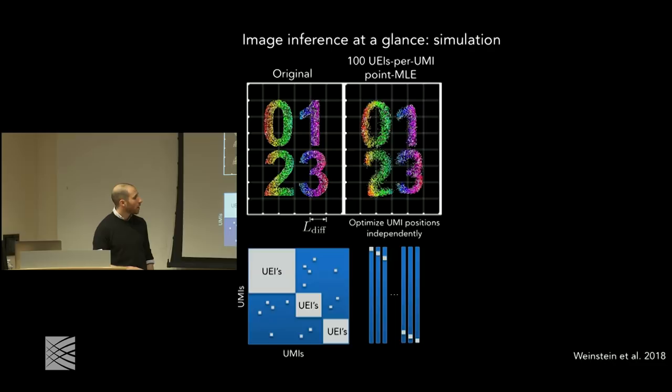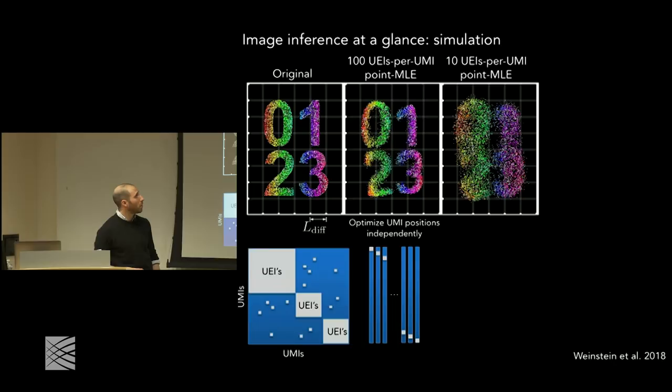But it's not good to assume that we'll always have this much data for every single UMI. And if we downsample to the point that we only have 10 UEIs per UMI, this starts to get a bit blurrier, not surprisingly. And basically, the question is, perhaps we can do a bit better than that, in particular because we know something about the structure of the matrix, and we also know something about the way in which the diffusion process might affect the structure of the matrix.